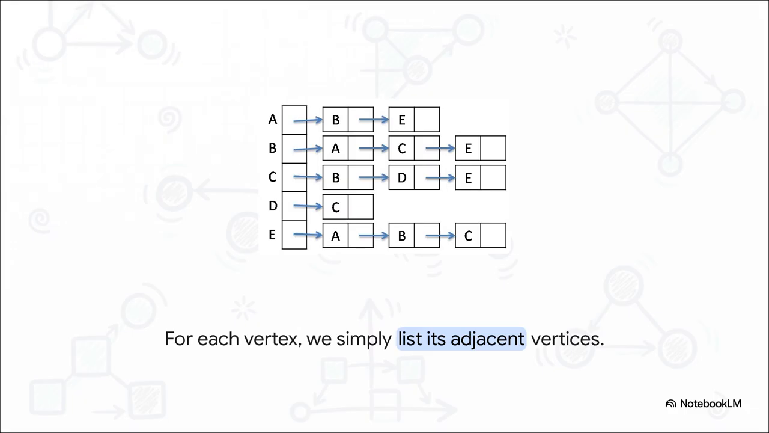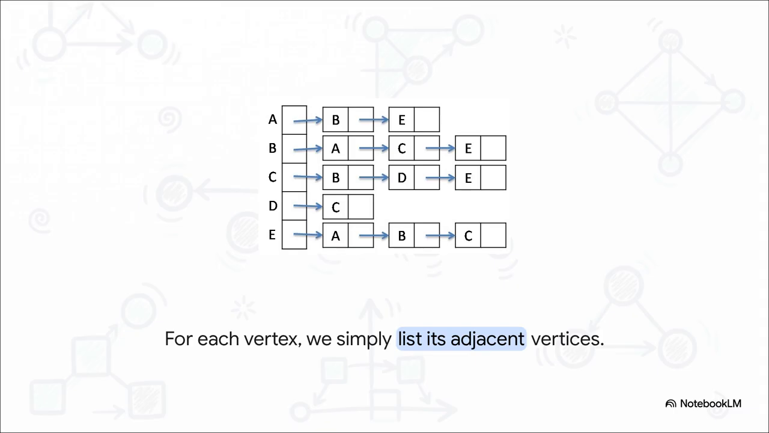It's basically an array, like a simple list with one spot for each of our nodes, A, B, C, D, and E. And from each of those spots, you get another little list. Programmers call it a linked list that just chains together its direct neighbors. So you look at node A, and its list just has B and E. Look at B. Its list has A, C, and E. It's so much more compact.